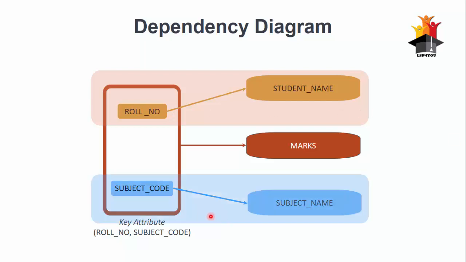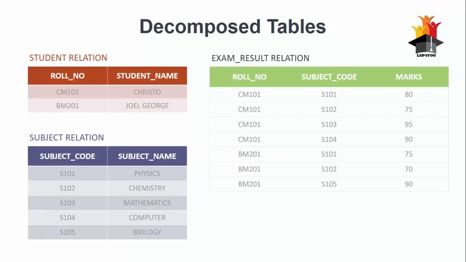In this functional dependency, subject code determines the subject name. You remove the subject name along with a copy of the determinant, that is the subject code, and store it in a separate table named subject. And the base table with the remaining attributes forms another table named exam result. Thus, the base table examination is decomposed into 3 relations, namely student table, subject table, and examination result table.